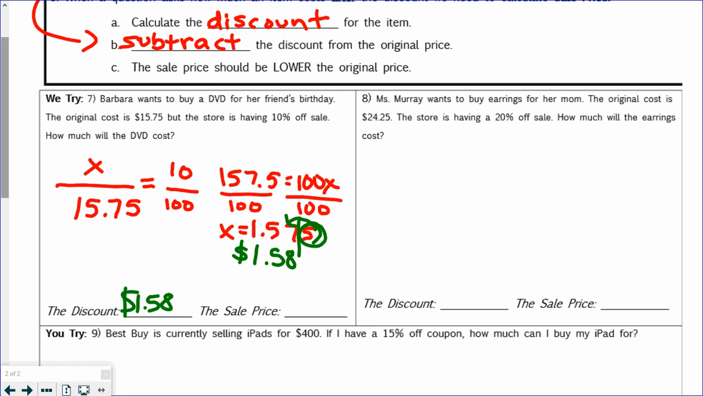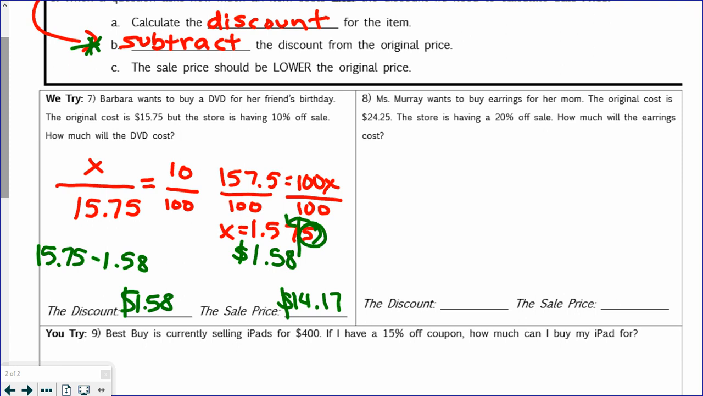Okay, now we have to take letter B, subtract the discount, $1.58, from the original price to find the sale price. So $15.75 minus $1.58. Go ahead and calculate that. And that'll give you the sale price. So that should give you $14.17. Okay, and again, if you have questions, this is a video, so you can pause the video and just ask.